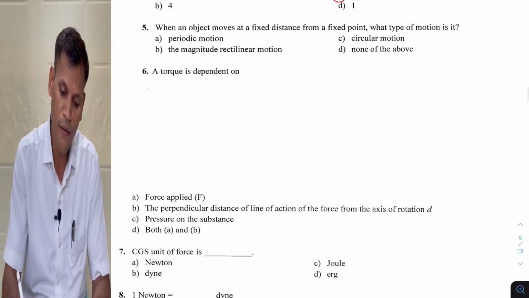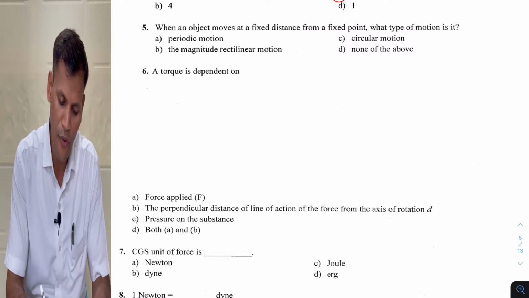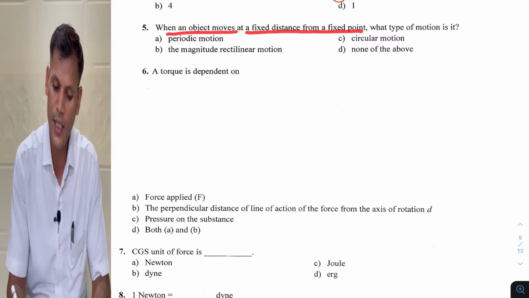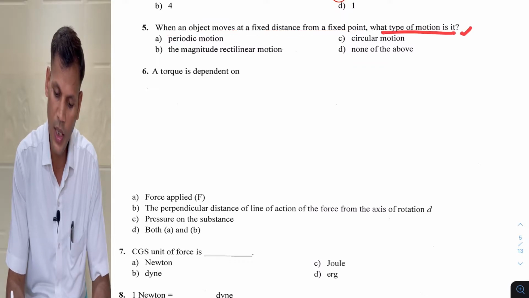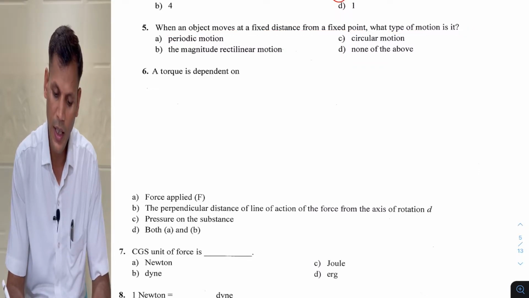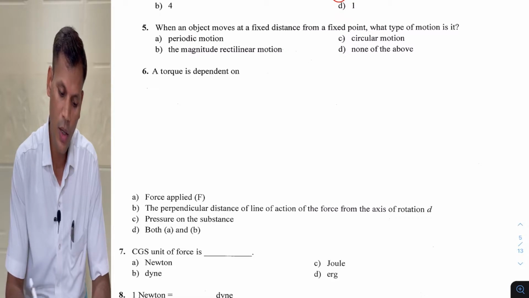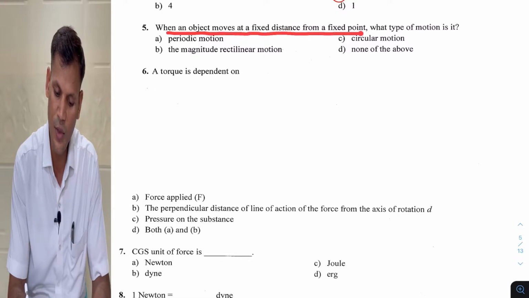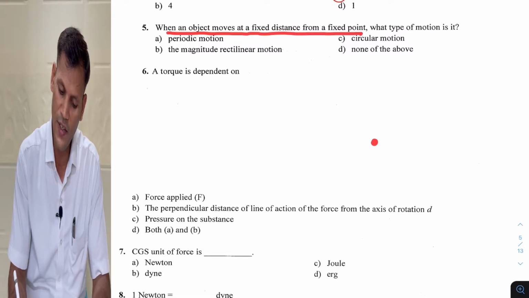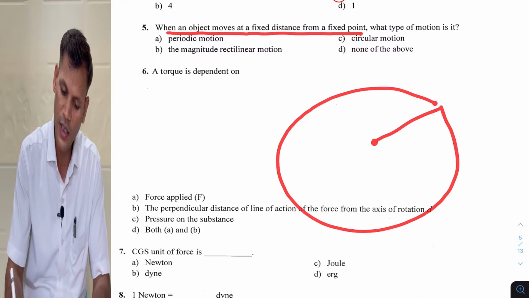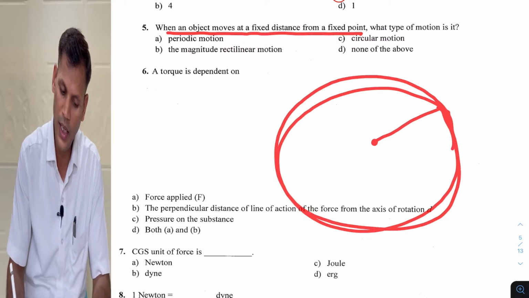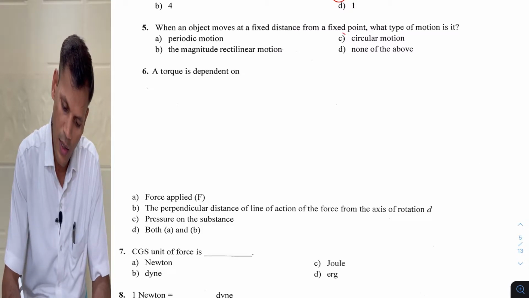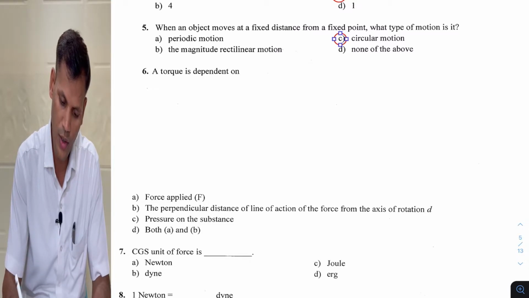Now question number 5. When an object moves at a fixed distance from the axis point, what type of motion is it? It will have which kind of motion? When an object moves at a fixed distance from the fixed point, the point is fixed and the object is moving around it, which kind of motion will be there? It will be circular motion. So the answer will be circular motion.